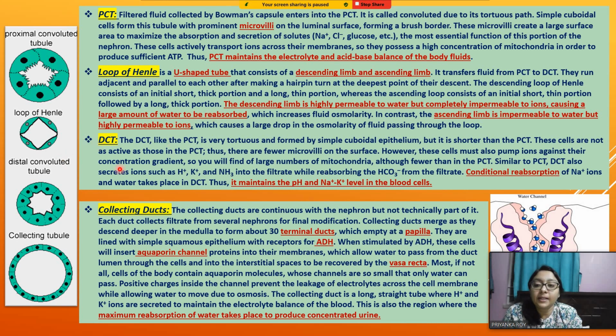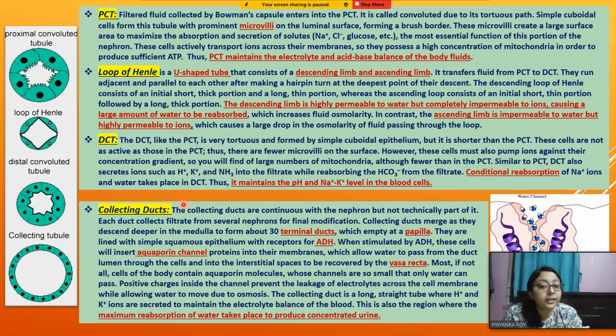So the DCT, the distal convoluted tubule, like the PCT, is also very much convoluted and is formed by simple cuboidal epithelium only, but like we can see that there are fewer microvilli on the surface, and they also pump ions against the concentration gradient. Therefore there is active transport of ions, so there is a large number of mitochondria here, but also the number of mitochondria is lesser than in the PCT.